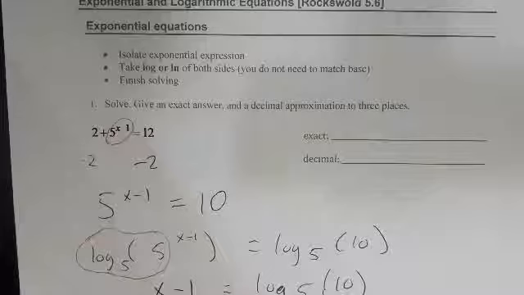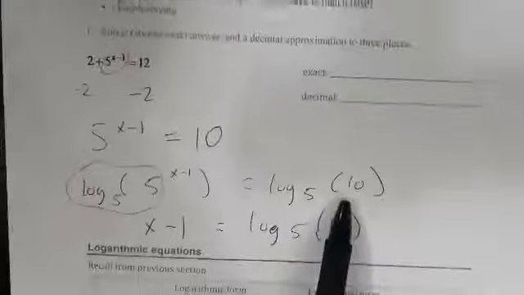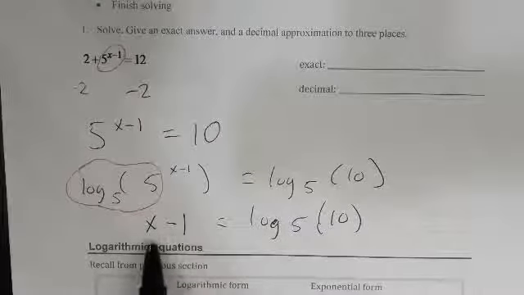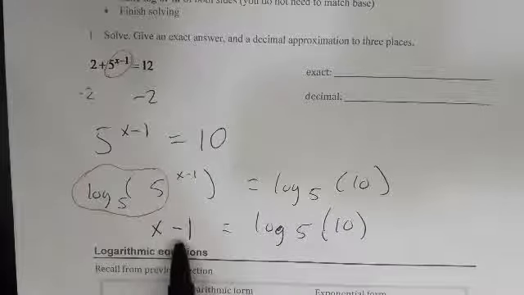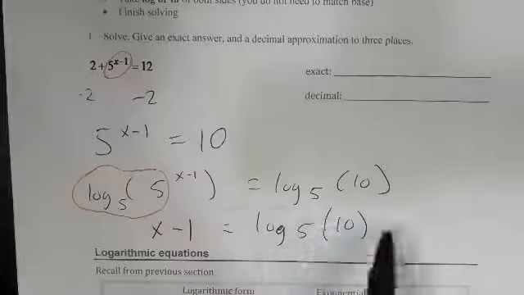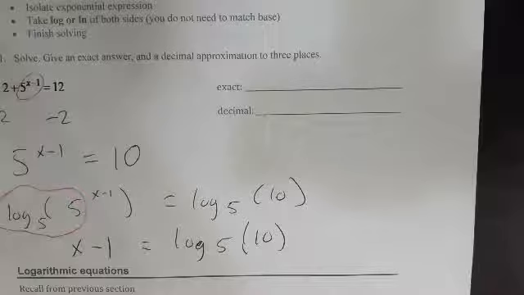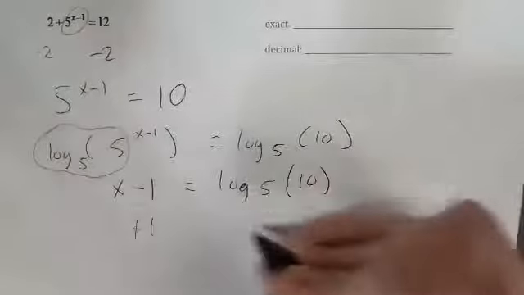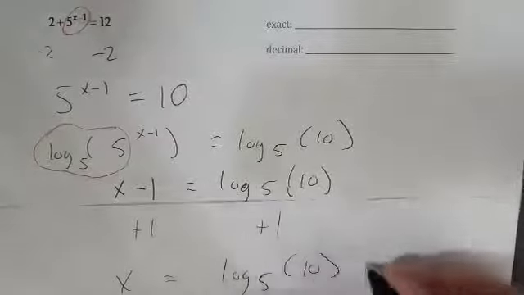Okay, so I have done what I want to say are the hard steps in this thing, right? I've isolated my exponential, I've taken the log. So now I've gotten rid of all the weird things that are attached to my x. Now I just have x minus 1 equals a crazy number. It's an irrational number, but it's just a number over here. So I have x minus 1 equals log base 5 of 10. I want to add 1 to each side to get my x by itself. So log base 5 of 10 plus 1.